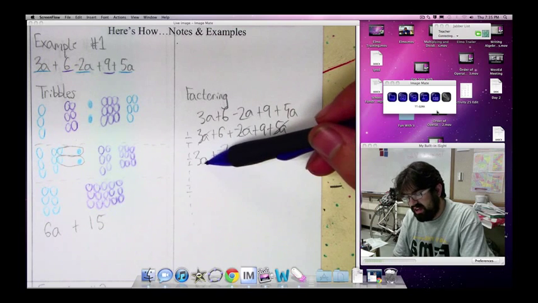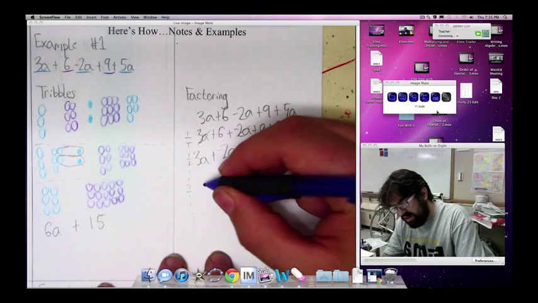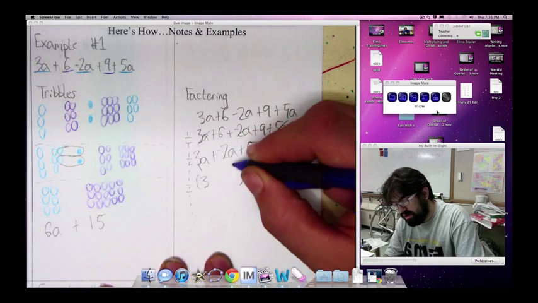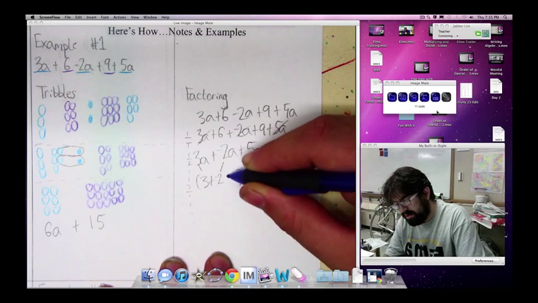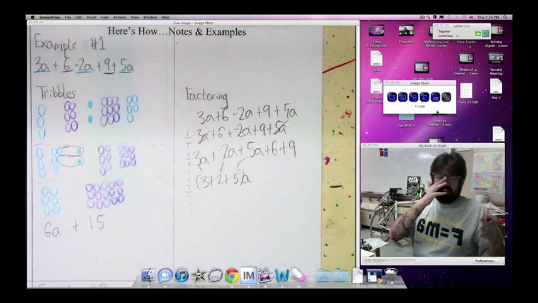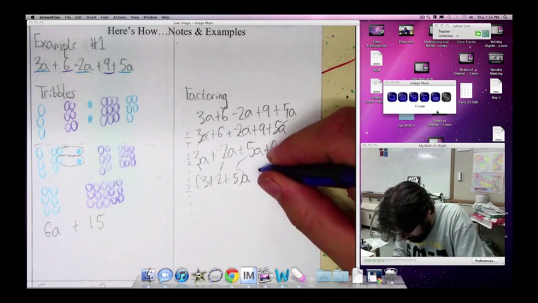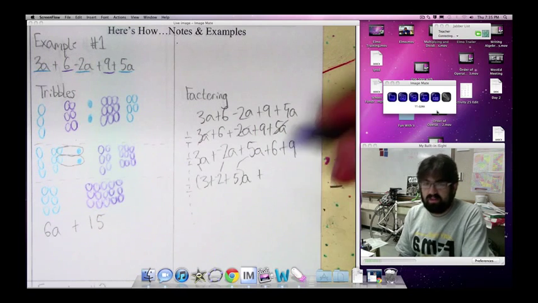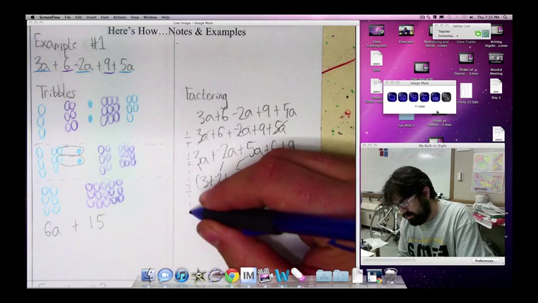I've got an a, got an a, I've got an a. They all have an a. So I'm going to put a parenthesis. I'm going to say 3 plus negative 2 plus 5, a, because everyone's got an a. I don't want to write a 3 times. Plus, if you want to do it right now, you can. I'm going to wait. But if you want to put 15 right there, it wouldn't be the end of the world. But I'm going to hold off and add at the same time.